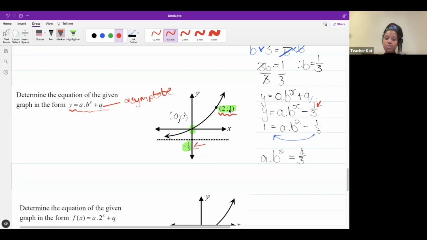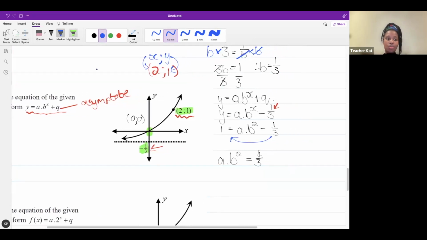Then I took a point (2, 1). Remember, points or coordinates represent an x value and a y value. That means wherever I see x, I can substitute 2, and wherever I see y, I can substitute 1. And that's all I did. Do you see that? Then I just moved my third to one side so that I can have both my variables on one side. Are you with me?